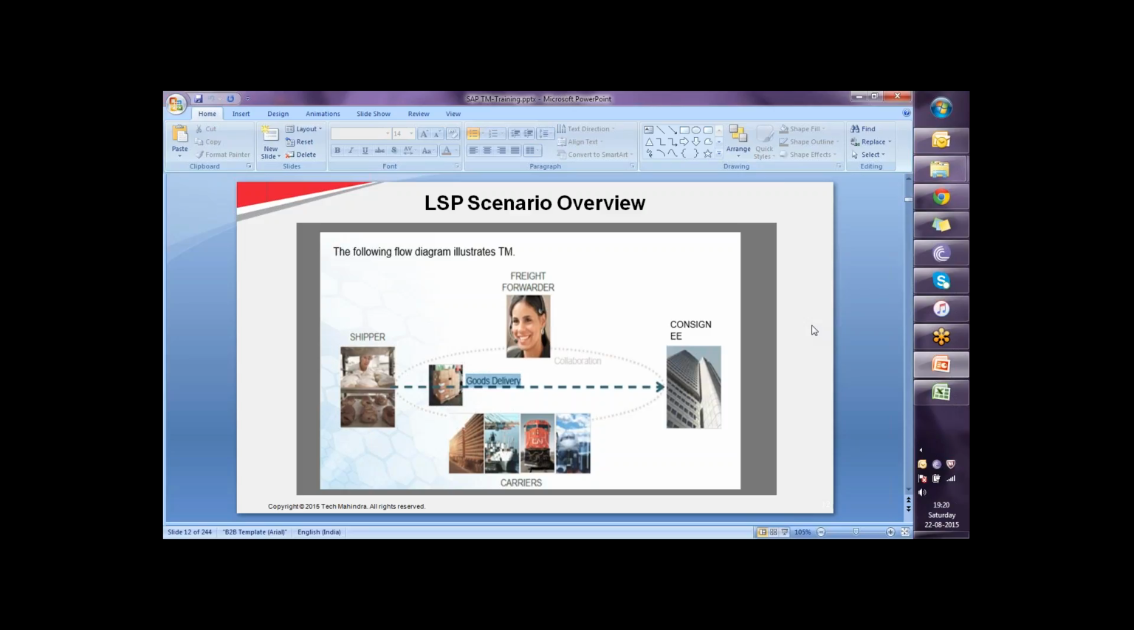So what happens in an actual scenario is the freight forwarder, on behalf of shipper or consignee, manages the supply chain by having an agreement with carriers. They also have an agreement with either party as well. So if on behalf of consignee they have an agreement with shipper, on behalf of shipper they have an agreement with consignee, and they manage the whole transportation by transporting these goods.